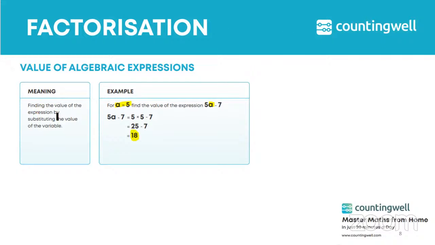So finding the value of expression by substituting the value of variable is nothing but to find the value of algebraic expression. For example, to find the value of 5a minus 7, we are substituting a equals 5. So we have 5a is nothing but 5 into a. So we have 5 into 5 minus 7, 25 minus 7, which is equal to 18. So this is the value of the expression 5a minus 7 when a is equal to 5.